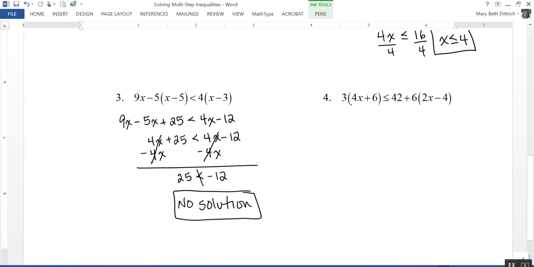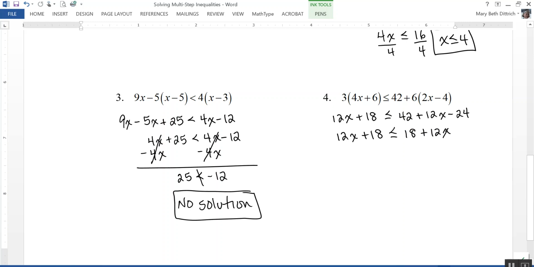Let's take a look at number 4 here. Let's go ahead and distribute this 3, so that gives me 12x, and then 3 times 6 is 18 is less than or equal to 42 plus, oh, now be careful here, do not add 42 and 6 to give me 48, because this 6 is being multiplied by the quantity 2x minus 4. The 6 actually has to be distributed to the 2x, giving me 12x, and to the negative 4, giving me negative 24. No like terms to combine over here, so I'm just going to leave that the same. And 42 minus 24 gives me 18 plus 12x.